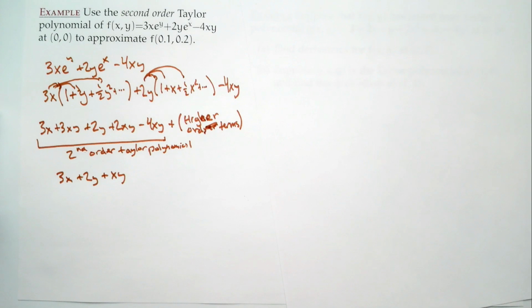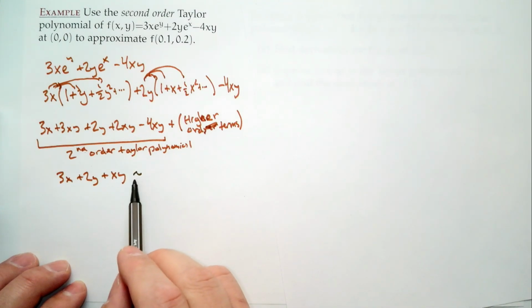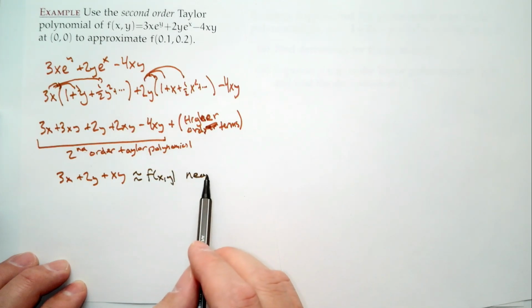You might say, I'm really comfortable with writing down 7 as the answer to every problem. You shouldn't do that. But anything that's correct, go ahead and keep doing that. All right, so what does that tell us? Well, this right here is an approximation for f of x, y near 0, 0.